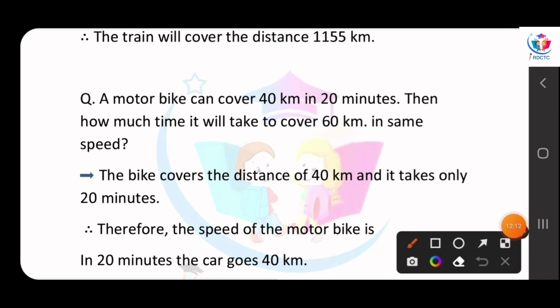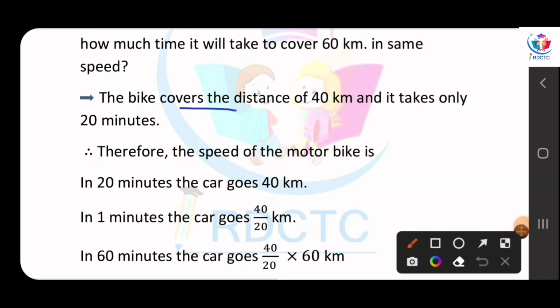A motorbike can cover 40 km in 20 minutes. Then how much time will it take to cover 60 km at the same speed? What it is said is that a motorbike can cover 40 km in 20 minutes, right? Then how much time will it take to cover 60 km at the same speed? The bike covers the distance of 40 kilometers and it takes only 20 minutes.